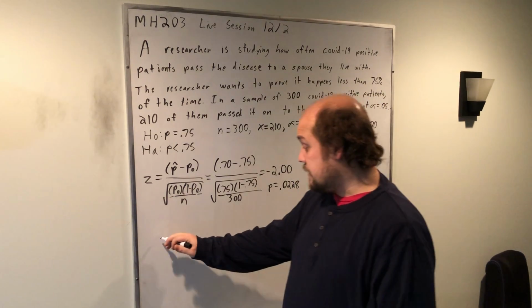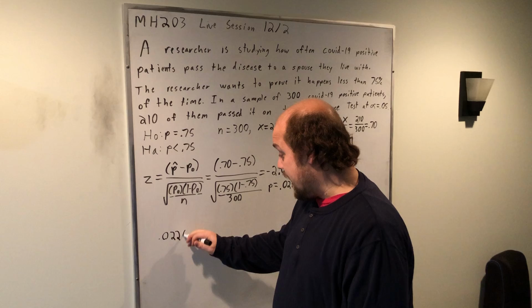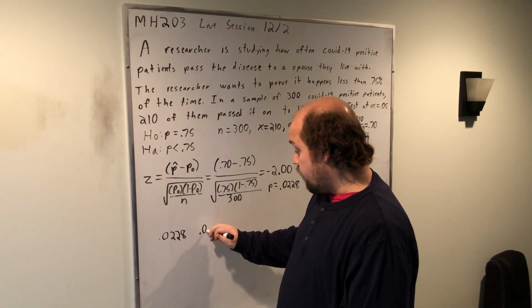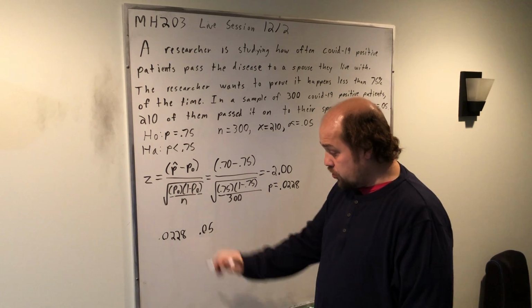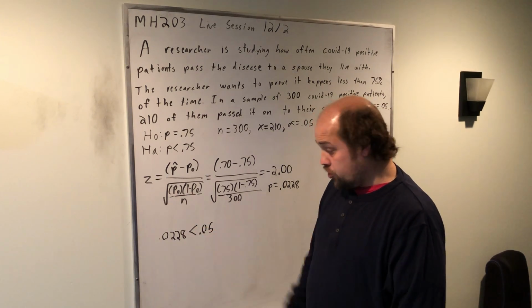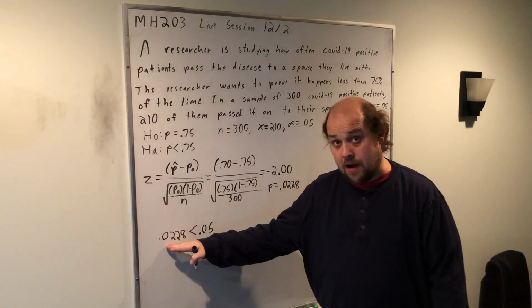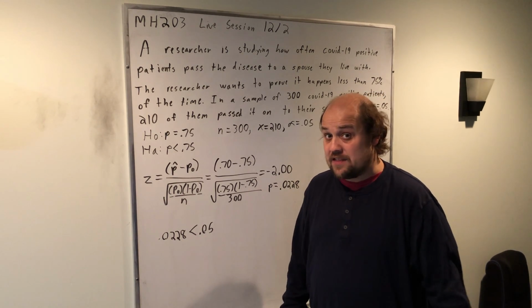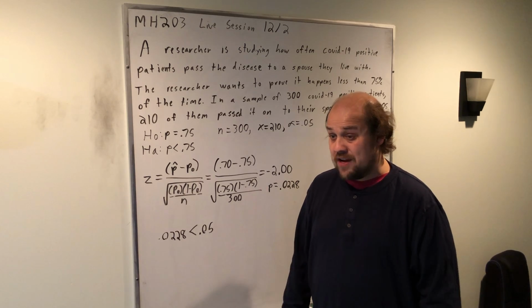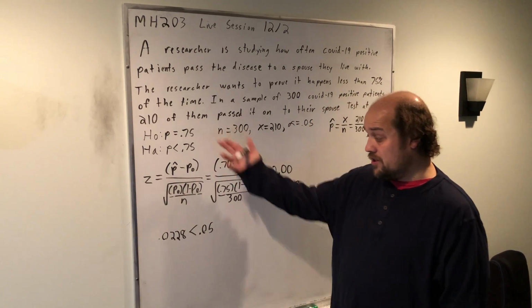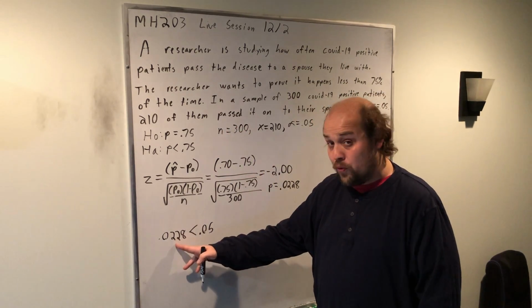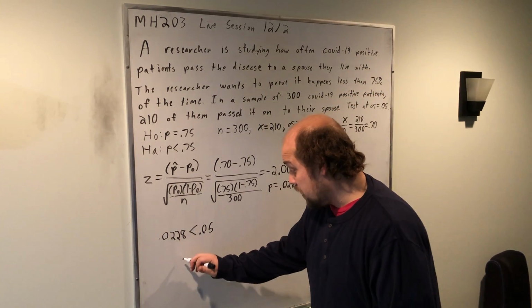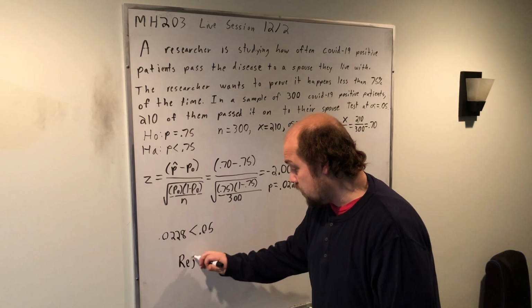I can then take the 0.0228, compare it to the given alpha value, in this case 0.05, and say which one's larger. Alpha is larger. Since my test probability is smaller than my alpha, I basically said if this thing has a 5% chance or less of occurring, I'm going to say that the null is wrong. This only had a 2.28% chance of occurring, so we're going to say the null is wrong. Our conclusion is reject the null.